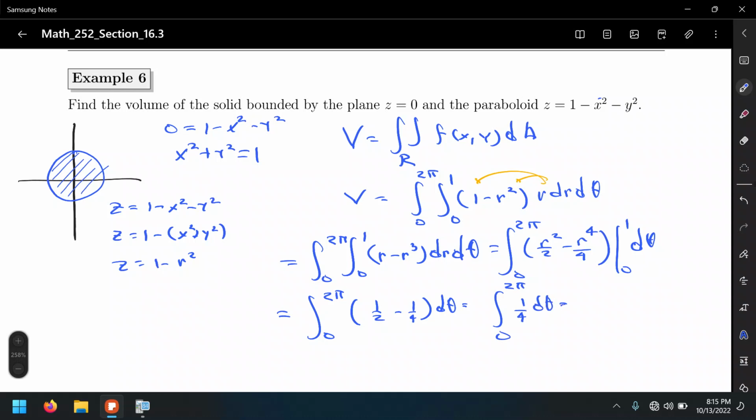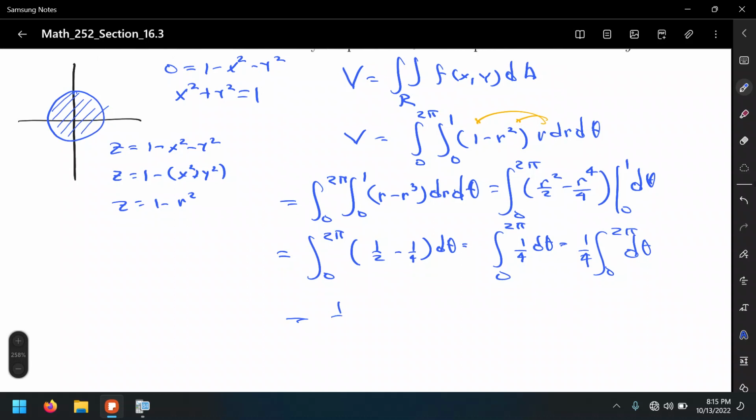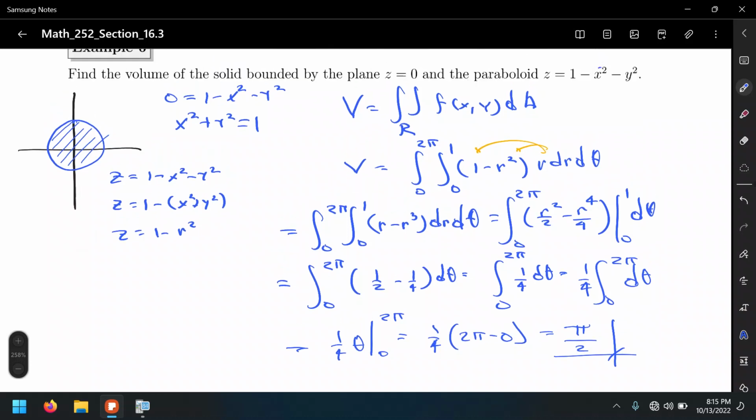And we can take out the 1/4 outside of the integral. And that's 1/4 times theta going from 0 to 2 pi. And 1/4 times 2 pi minus 0 is going to take us to pi over 2. So that's the volume of that piece of solid, in this case bounded below by the plane z equals 0 and above by this paraboloid. Okay?